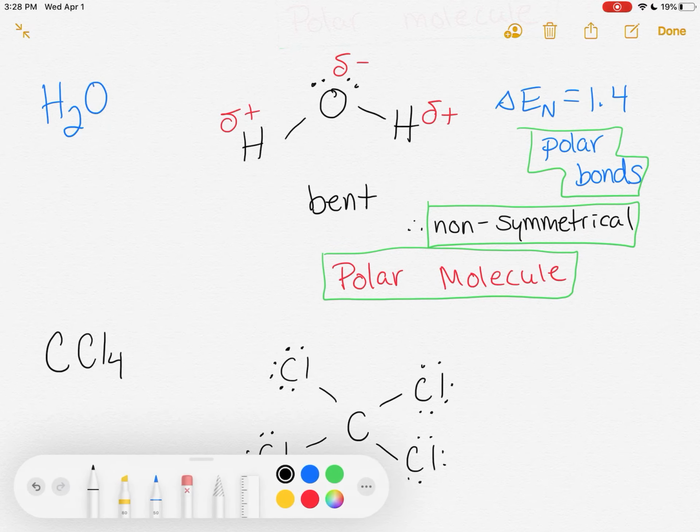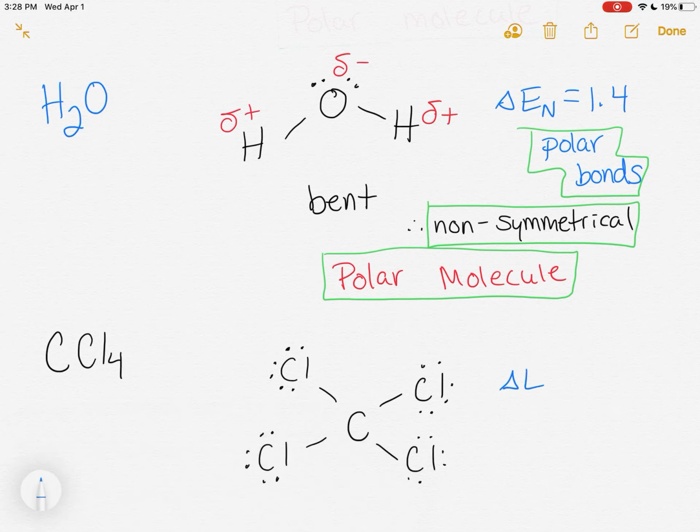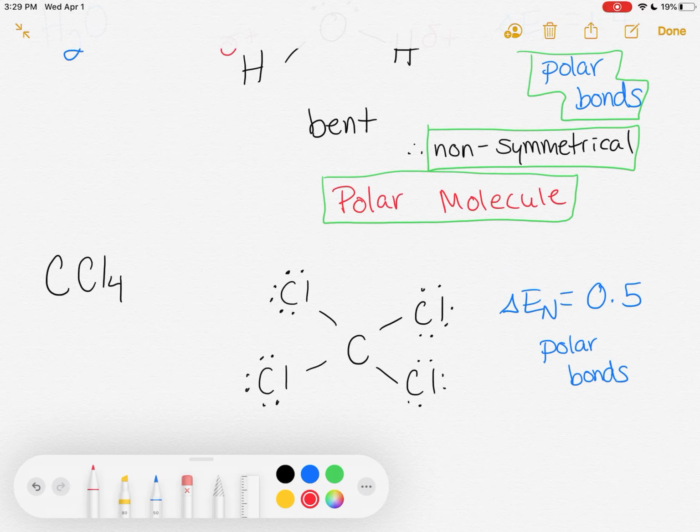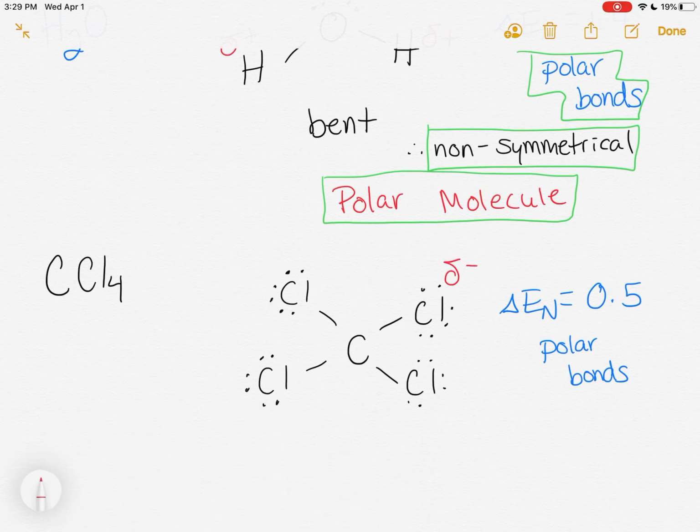All right. And if we determine the difference in electronegativity between carbon and chlorine, carbon is 2.5, chlorine is 3. So we're sitting at a difference of 0.5, which means, again, we have polar bonds. Okay, and so we're going to draw in our partial charges. The chlorine is more electronegative, so it's going to get the partial negative, and our carbon is partially positive.